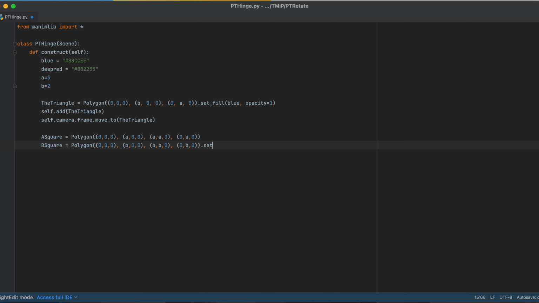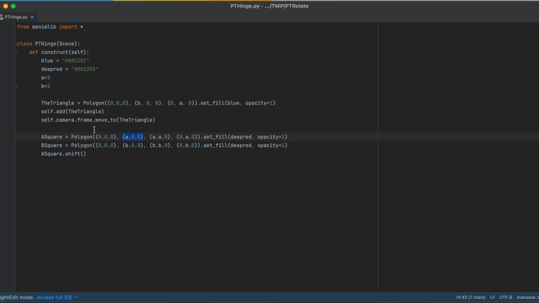I'm going to set these to be red, so the deep red color. And again, the opacity is going to be 1. Okay. So copy that, and we'll turn both of these that way. Right now it'll just draw them where they are. So I also need to make sure that I move the A square. So I'm going to shift it. And the way I'm going to do this is I want to shift this right corner here, A, 0, 0.